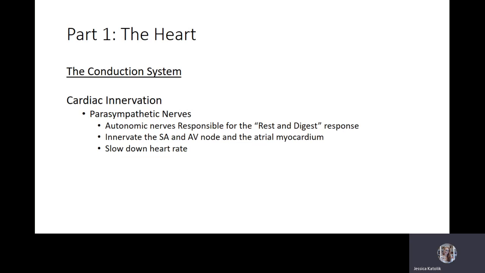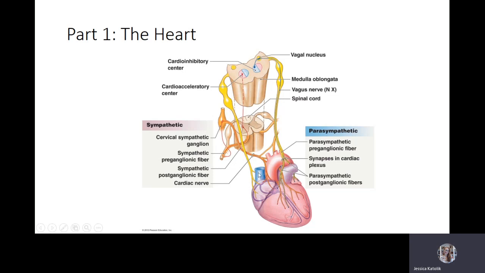On the flip side, we're going to have the parasympathetic nervous system. The parasympathetic nervous system is going to be kind of the rest, digest, relax, slow down kind of nervous system. And this is going to innervate the SA node and the AV node. So it's going to slow down the heart rate, and it's also going to innervate the atrial myocardium. Not so much the ventricular myocardium, so it's not going to affect contractility as much. So rest and digest. So its major job is to slow down heart rate. So we can kind of see some of that innervation points here.